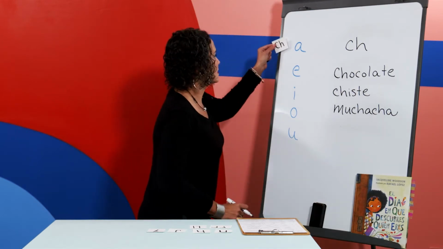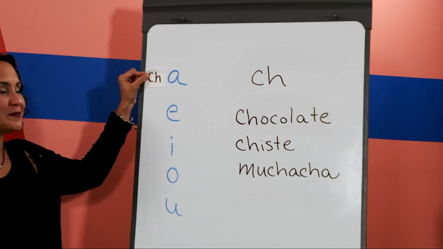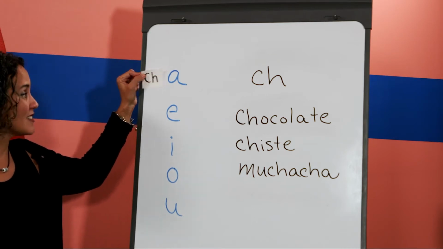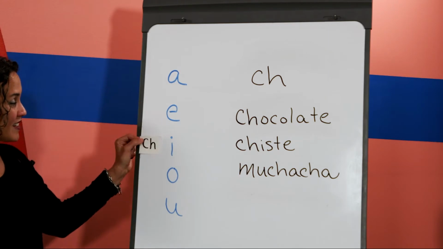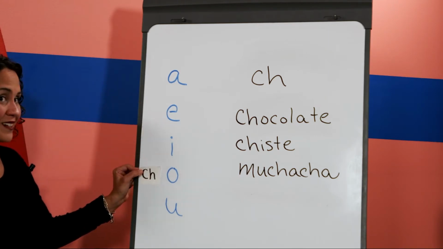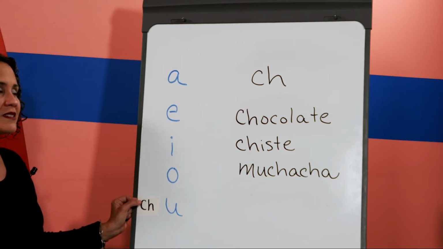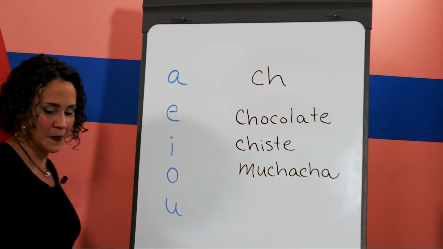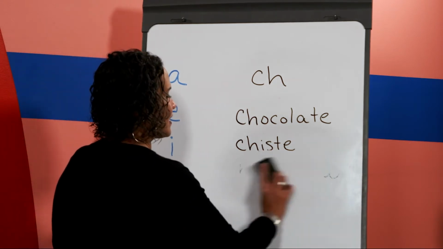So let's practice right here. What does that say? Think about it. That's cha. This one is che. This one is chi. This one is cho. And this one is chu. Perfect. Right.